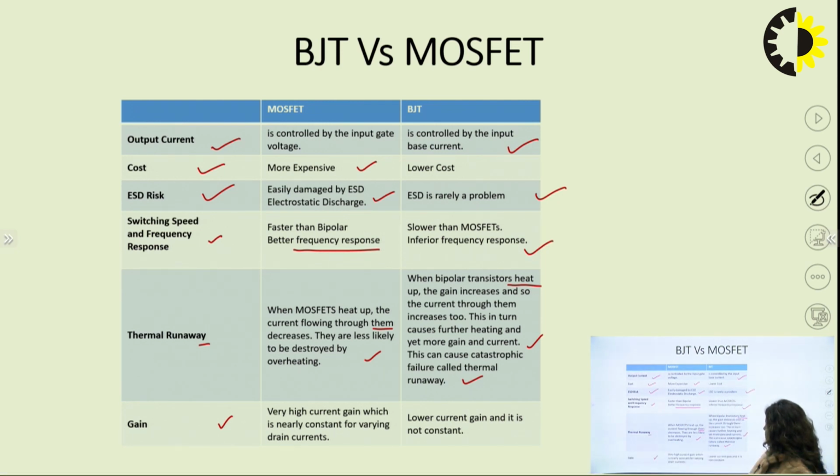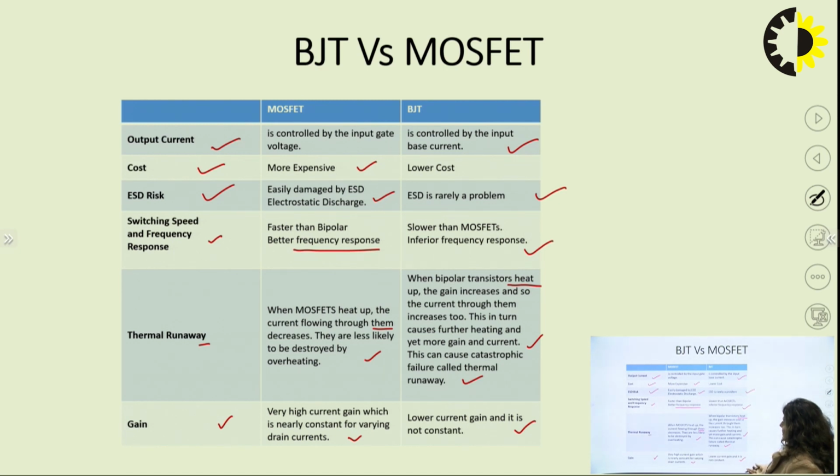So if we compare the gain between the MOSFET and the BJT, the MOSFET has a very high current gain which is nearly constant for varying drain currents. But in the case of the BJT, we have lower current gain and it is not constant. So if you compare both, you will find the MOSFET is more useful: it has less noise, it is less damaged by electrostatic discharge, it has better frequency response, it has no overheating problem and so on.